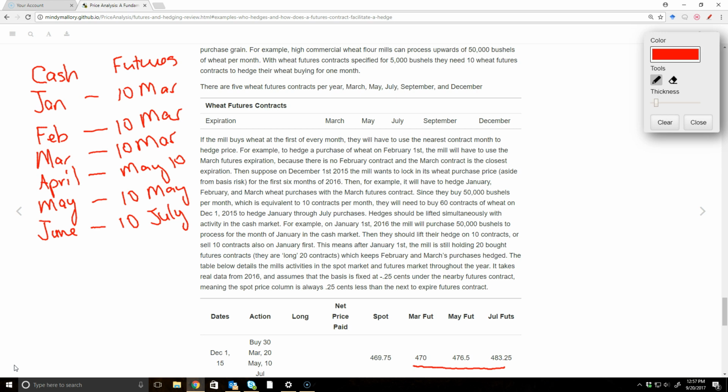So now you can see down here, we have this column for action, and that's saying exactly that. If we want to lock in prices on December 1st, we're going to have to buy 30 of the March. You can see that here, 30 March. And we're going to buy 20 of the May, that's these two. And we're going to have to buy 10 of the July, that's these.